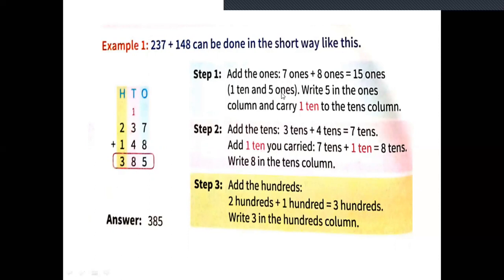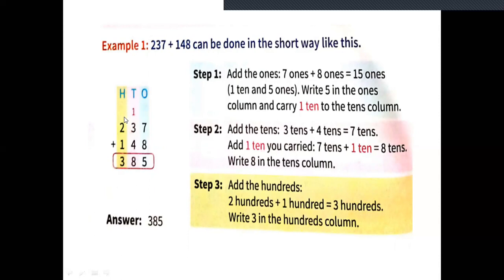So you will write this 5 ones in the ones column and 1 ten in the tens column. So you are carrying 1 in the tens column. Now, second step, what do you have to add? You have to add the tens column. 1 plus 3 is 4, 4 plus 4 is 8. So the answer is 8, and you write it in the tens column.